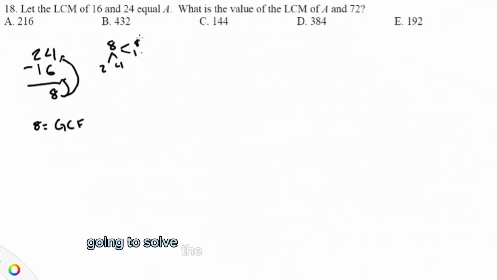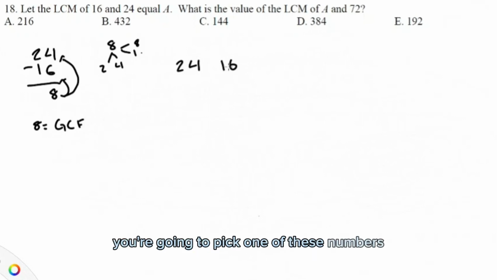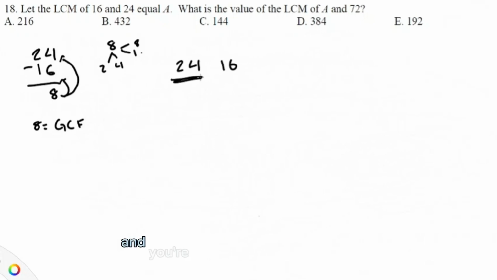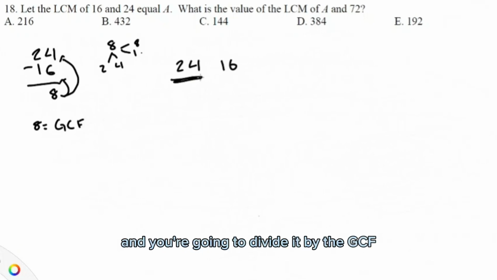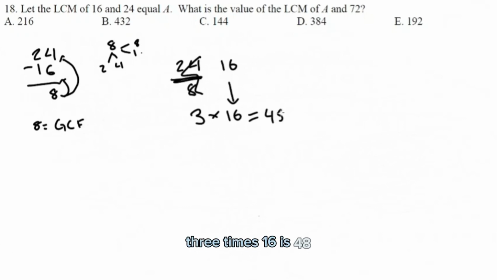Solving the LCM now is actually very simple. You have the two numbers, 24 and 16. What you're going to do is pick one of these numbers. Let's take 24, and divide it by the GCF. 24 divided by 8 is just 3. Then you multiply this number, which is 3, times the other number, 16. 3 times 16 is 48. So that is the LCM of 16 and 24.